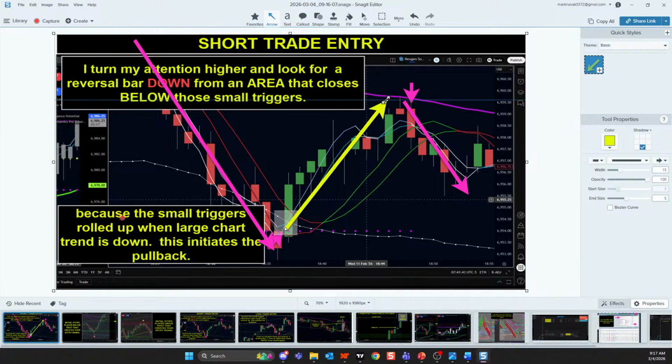There will be times where you get a close below the small triggers before the area is reached. Is it a fight? Absolutely, it's a fight. But guess what? It's not the fight that you signed up for. Your rules say it must go to an area. You're going to learn to ignore these little fluctuations on the way to the perfect area.